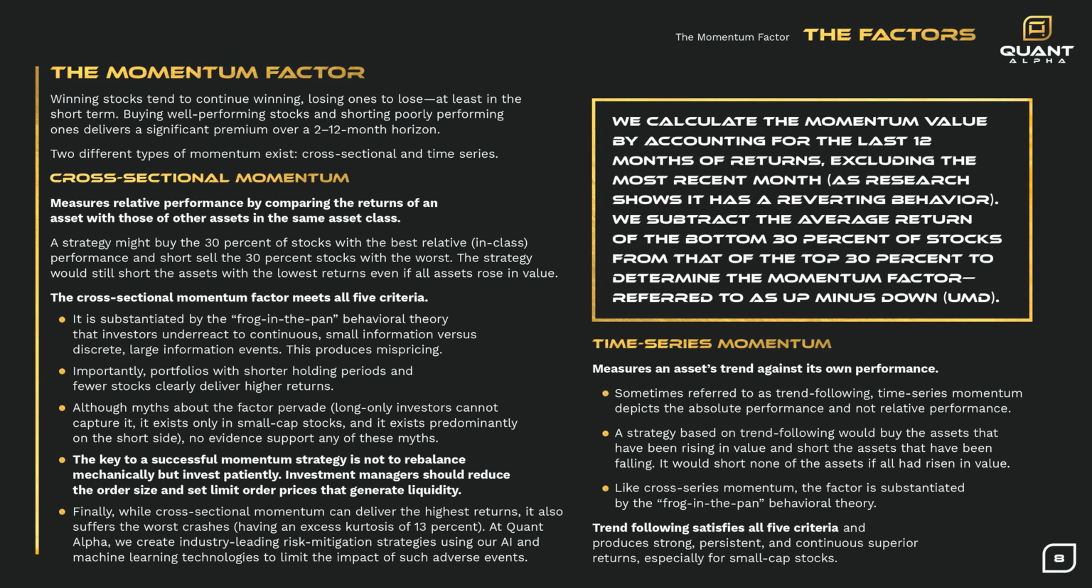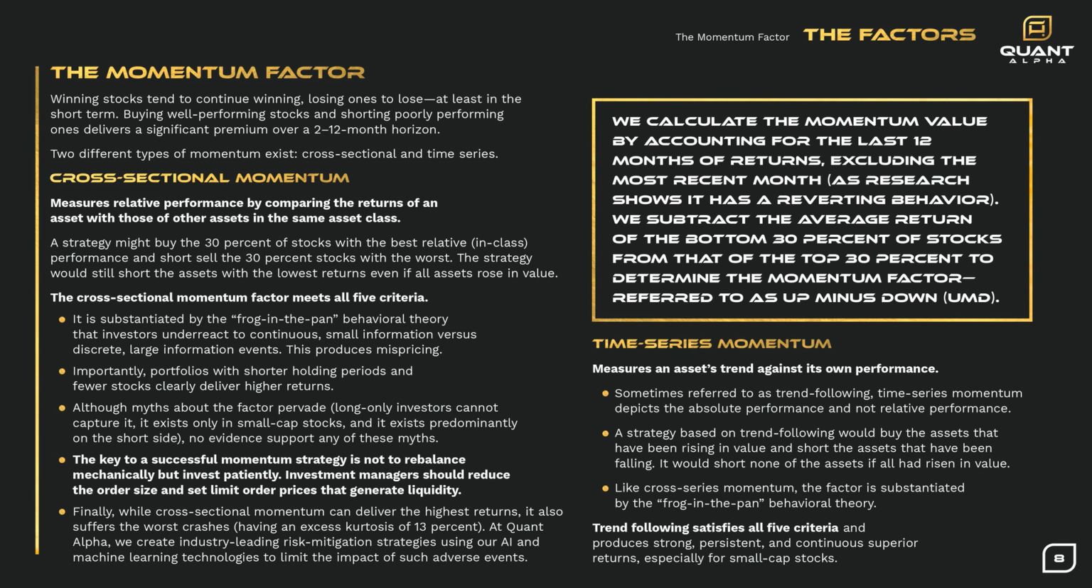It is substantiated by the frog in the pan behavioral theory that investors underreact to continuous, small information versus discrete, large information events. This produces mispricing. Importantly, portfolios with shorter holding periods and fewer stocks clearly deliver higher returns. Although myths about the factor pervade: long-only investors cannot capture it, it exists only in small-cap stocks, and it exists predominantly on the short side. No evidence supports any of these myths.